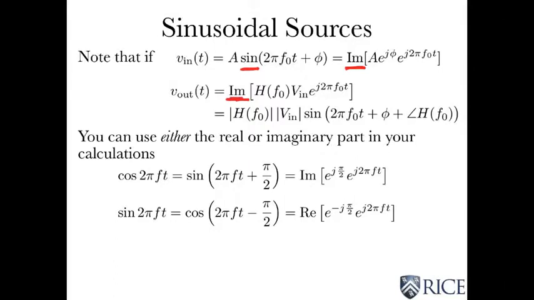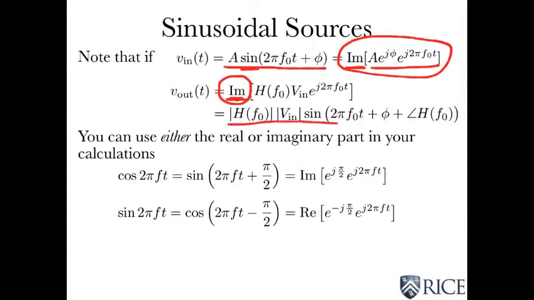However you define the source as being related to a complex exponential, either by an imaginary part or a real part, you use the same representation for the output. So when the input is that, the output is this. And that's, again, a general result. You can use either the real part or imaginary part, whichever one is easier.